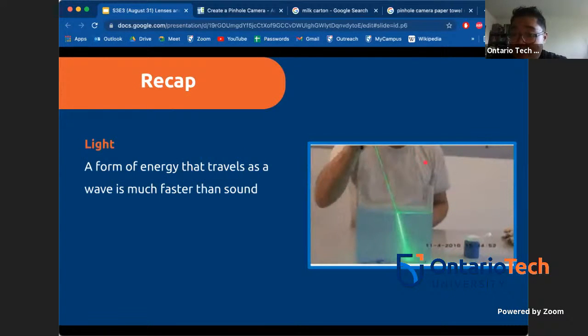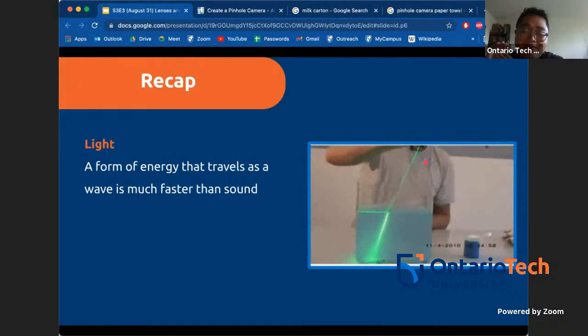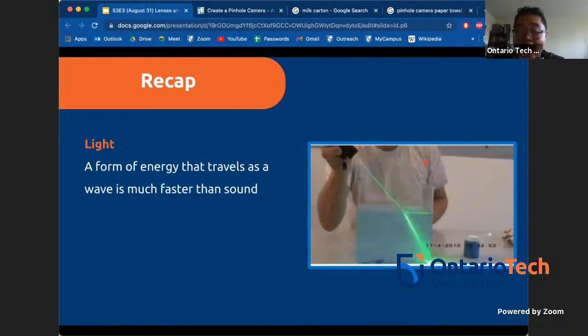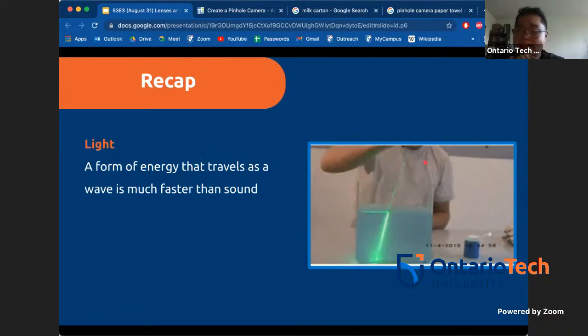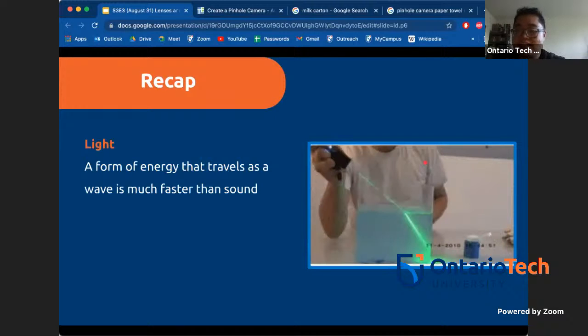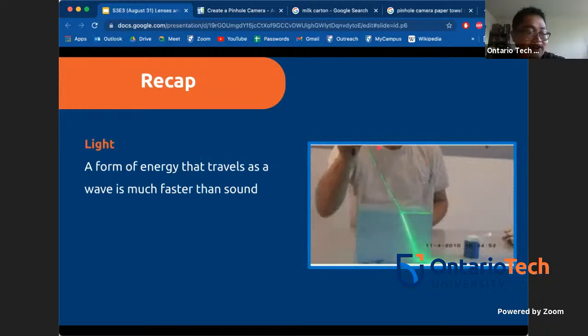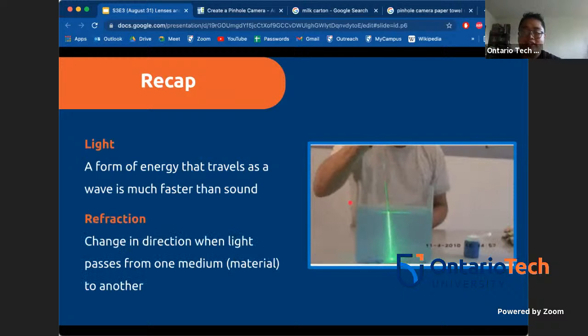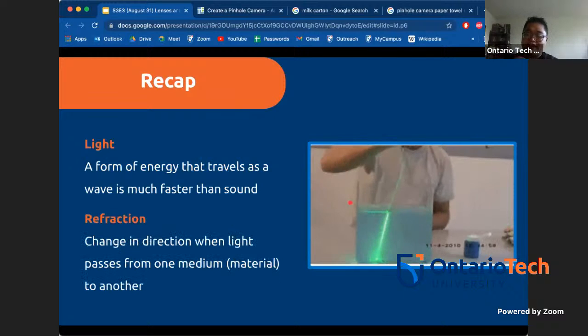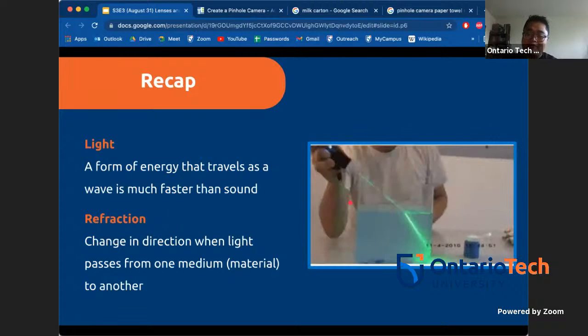So last episode, we learned about light, and light is that form of energy that travels in a wave in a straight line, and it travels very much faster than sound. And Jason already guessed this. Yes, this entire demonstration over here is refraction. And refraction is the change of direction in light when it passes from one medium to another.